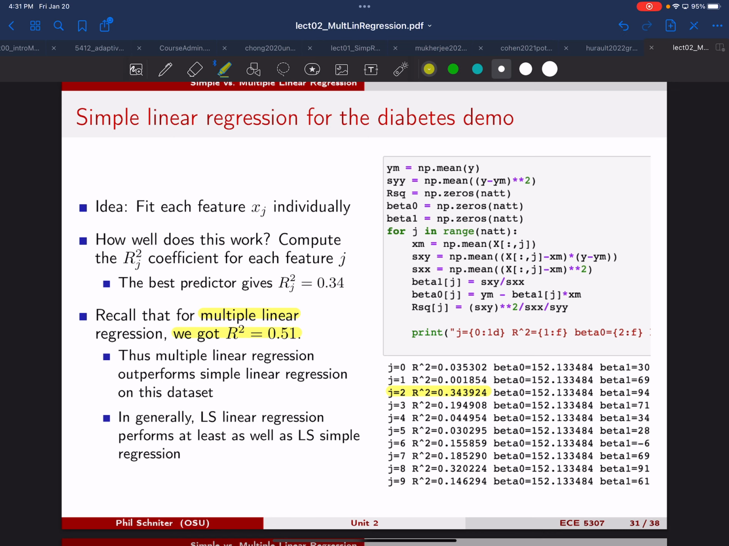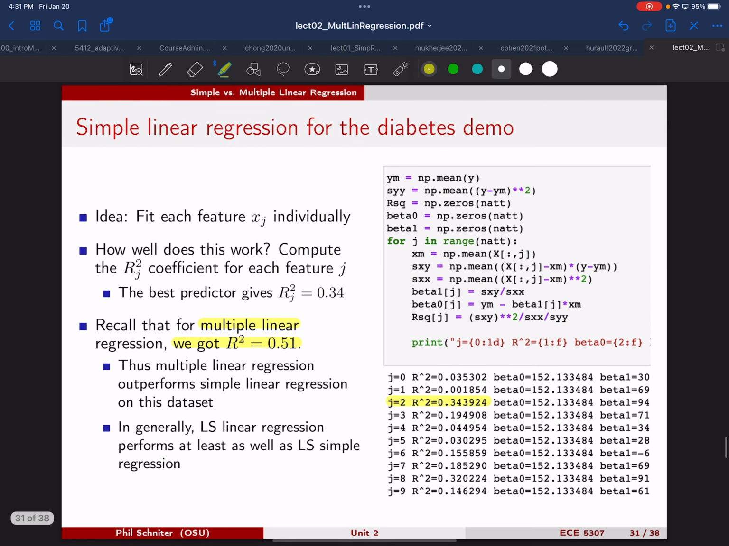Okay. So are there any questions on this idea or any doubts? Yeah. So with multiple linear regression, are you just getting one regression line from a bunch of different features?